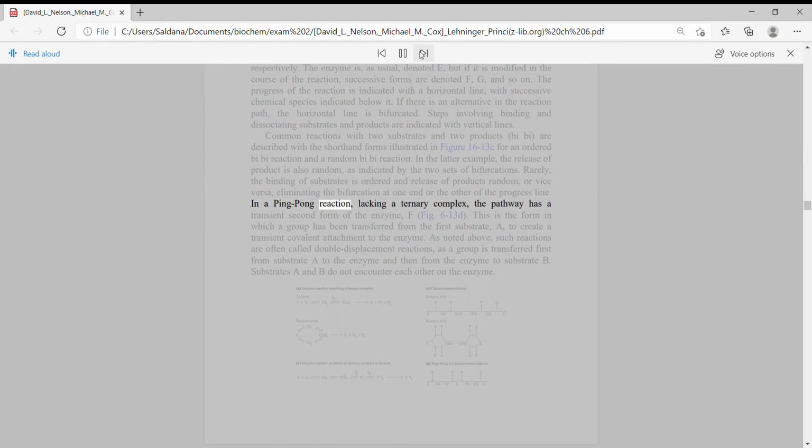In a ping-pong reaction, lacking a ternary complex, the pathway has a transient second form of the enzyme, F, Fig. 6-13d. This is the form in which a group has been transferred from the first substrate, A, to create a transient covalent attachment to the enzyme. As noted above, such reactions are often called double displacement reactions, as a group is transferred first from substrate A to the enzyme, and then from the enzyme to substrate B. Substrates A and B do not encounter each other on the enzyme.